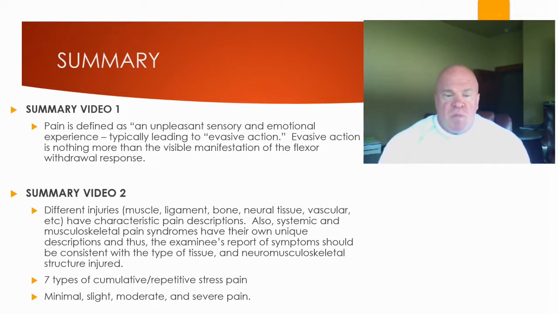So an examinee's report of symptoms should be consistent with the type of tissue and the neuromusculoskeletal structure injured. And many times examinees will use pain descriptors inconsistent with the type of tissue that has been injured. We also talked about the 7 types of repetitive stress pain. This is an important concept to understand in the case of cumulative trauma injuries, which we're all facing with increasing frequency nowadays.